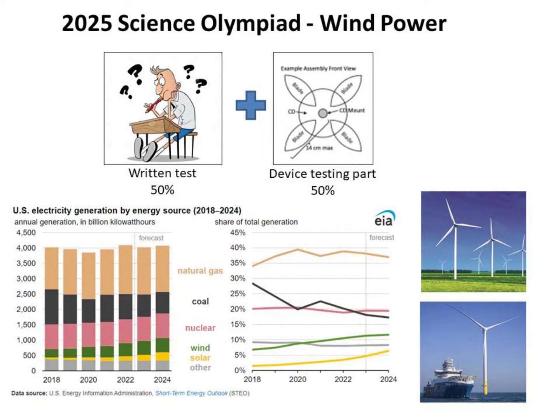Today, I want to go over some key points of the wind power event for the 2025 National Science Olympiad competition. Okay, so the 2025 Science Olympiad Wind Power event has two parts, and the first part is a construction or device testing part, and then the second part is a written test.